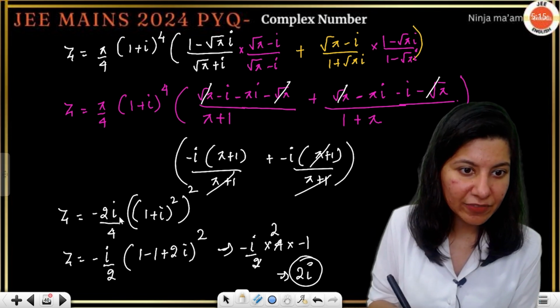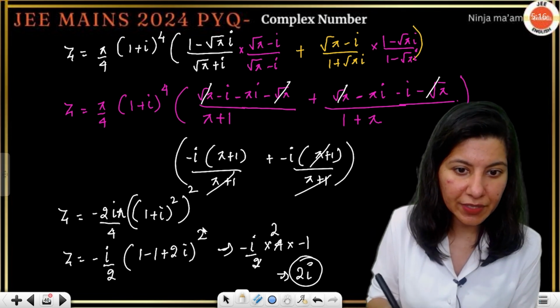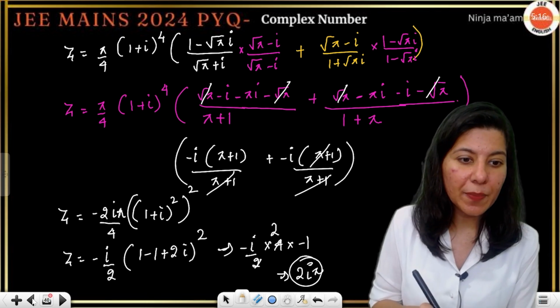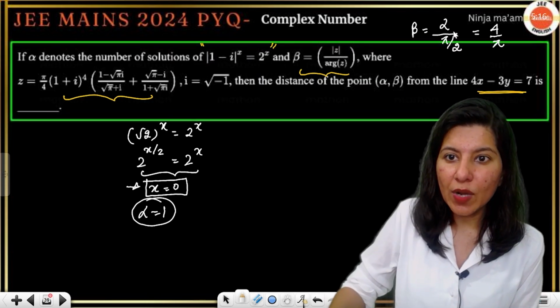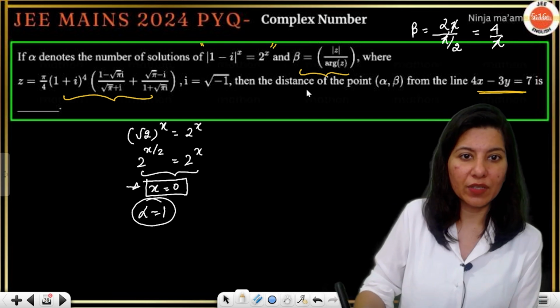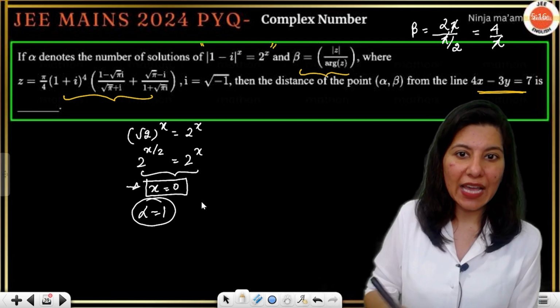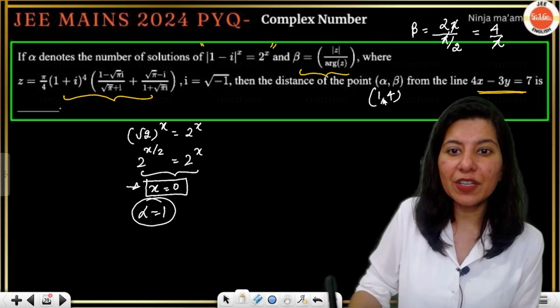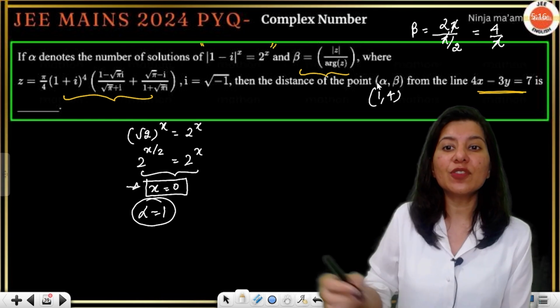Sorry, pi by 4 is already there. Pi was already there, right? So 2 iota pi is your z. 2 iota pi, pi is already there. Pi cancels, so beta is 4. Correct. Beta is 4, alpha is 1. So 1 comma 4. You're looking for the distance of the point 1 comma 4 from the line.